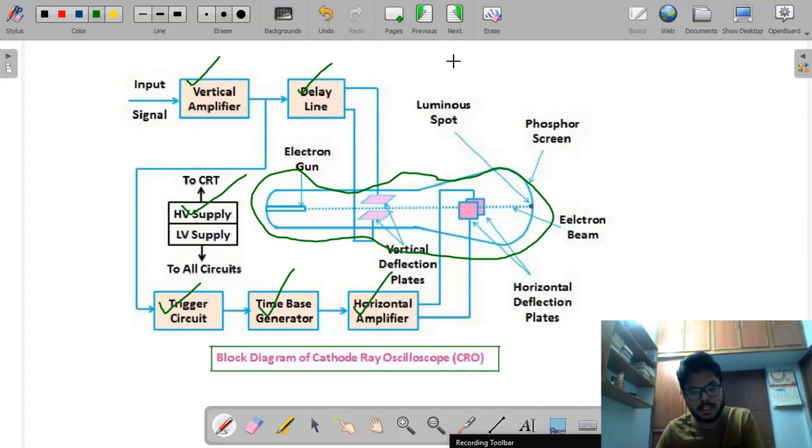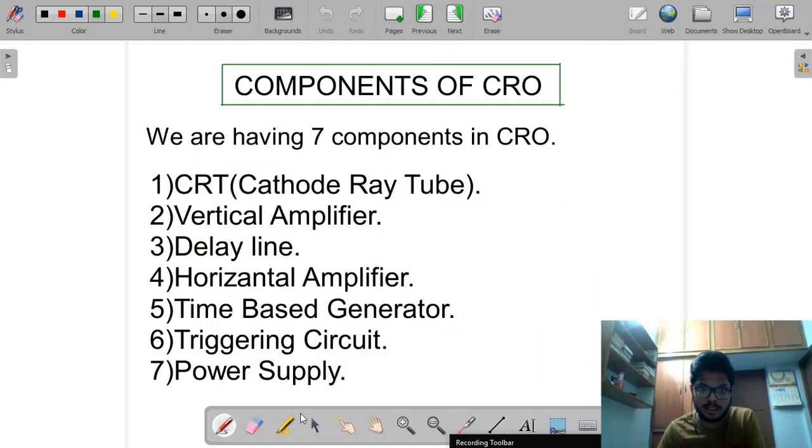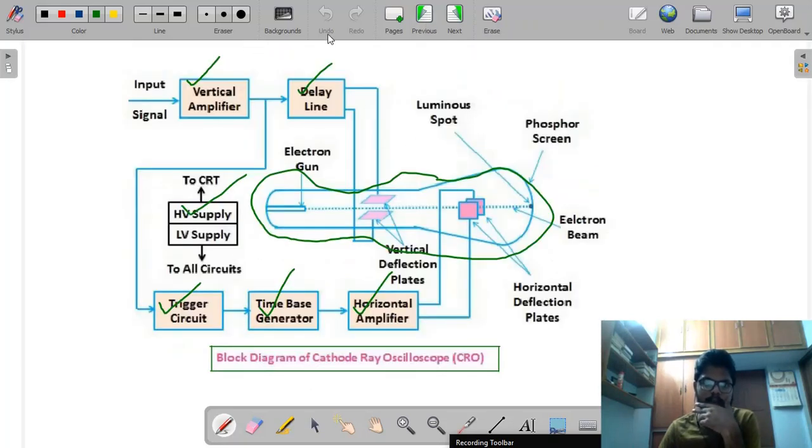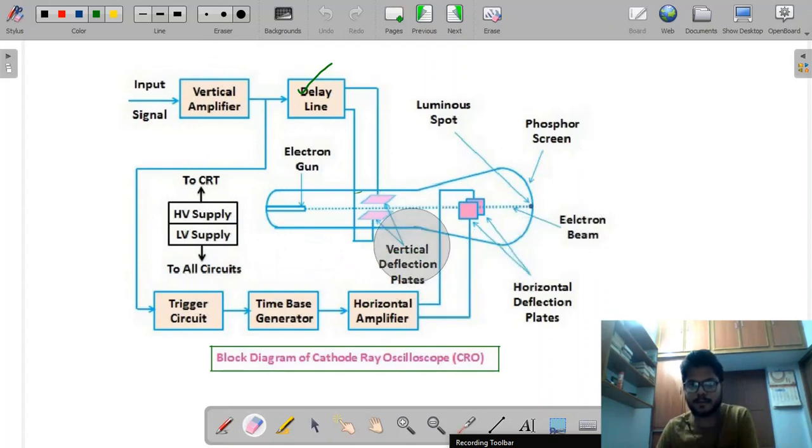I will explain every part neatly with detailed information. These are the 7 components of the CRO: CRT, vertical amplifier, delay line, horizontal amplifier, time base generator, triggering circuit, and power supply. First we need to mainly focus on the CRT. I will discuss it neatly. Wait one minute, I'll rub all these things out so that you get more clarity.